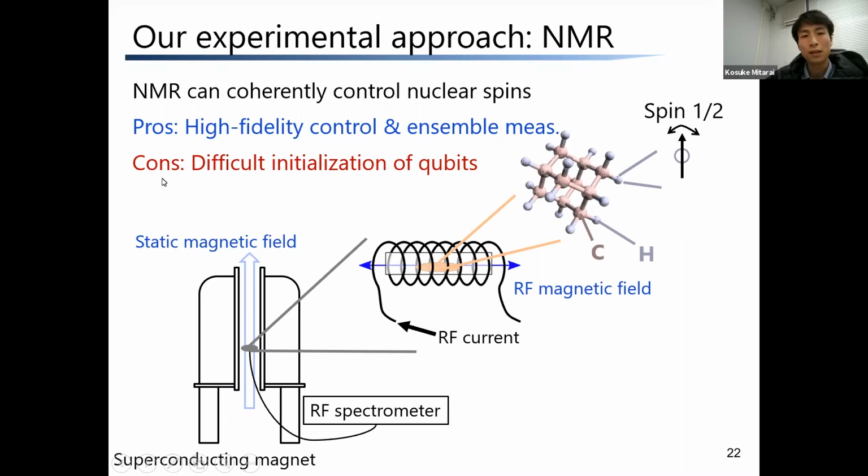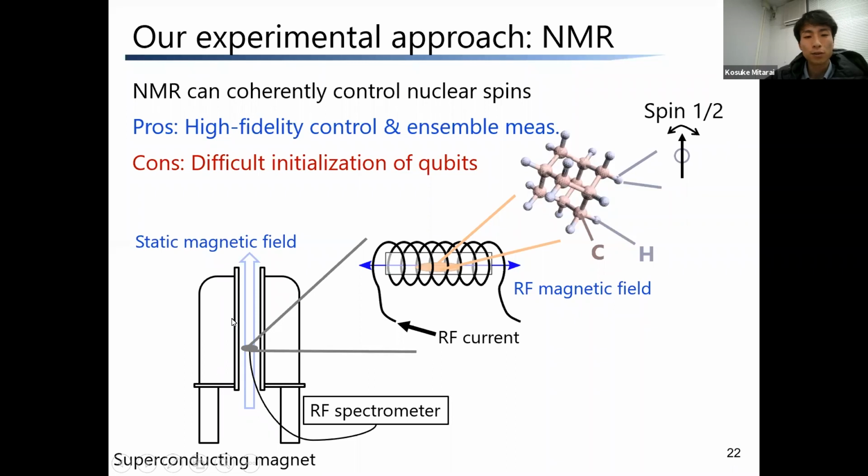And also, a disadvantage of the NMR is the difficulty in the initialization of qubits, and because of the very low frequency of the spins. But yeah, let me explain how the NMR works.